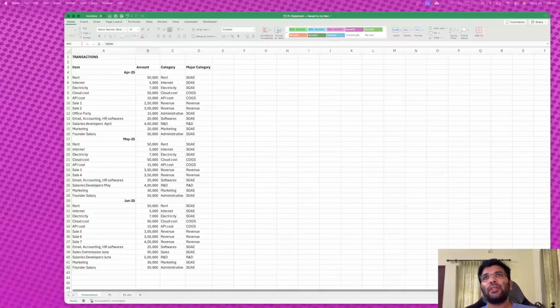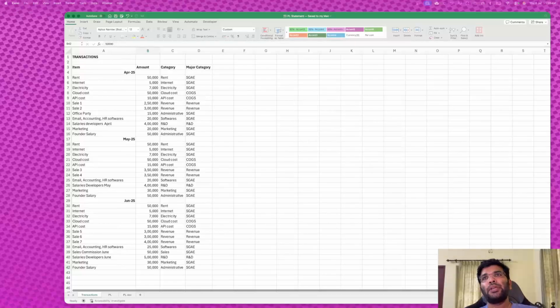They pay their rent, they pay for their internet, electricity, they pay for the cloud cost, they pay for API cost, maybe they're using some third-party API services. They have revenue, they do an office party once in a while, they use emailing systems, let's say Zoho or Google, something like that. They have an accounting system, maybe Zoho, maybe Tally. They pay for HR software, maybe payroll, attendance, one of those. They pay their developer salaries, they spend some money on marketing, and the founder is taking a small salary here.